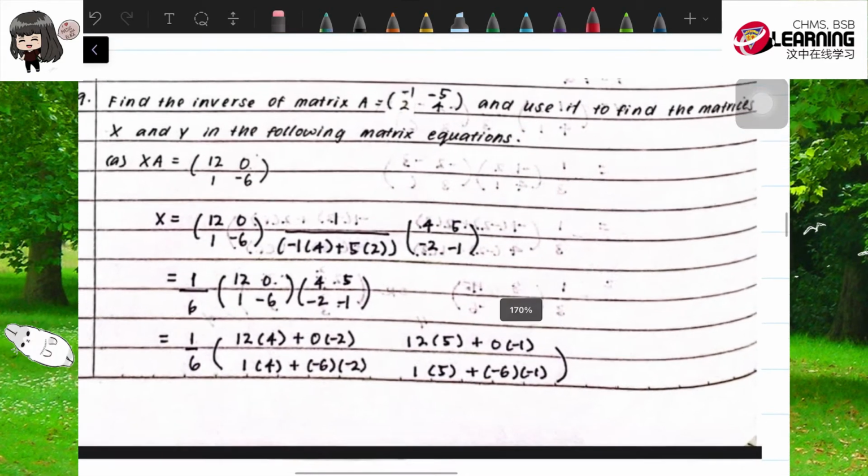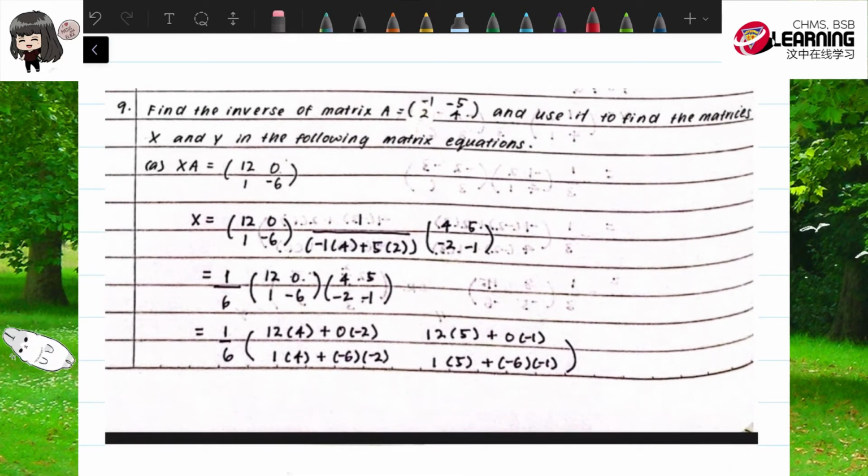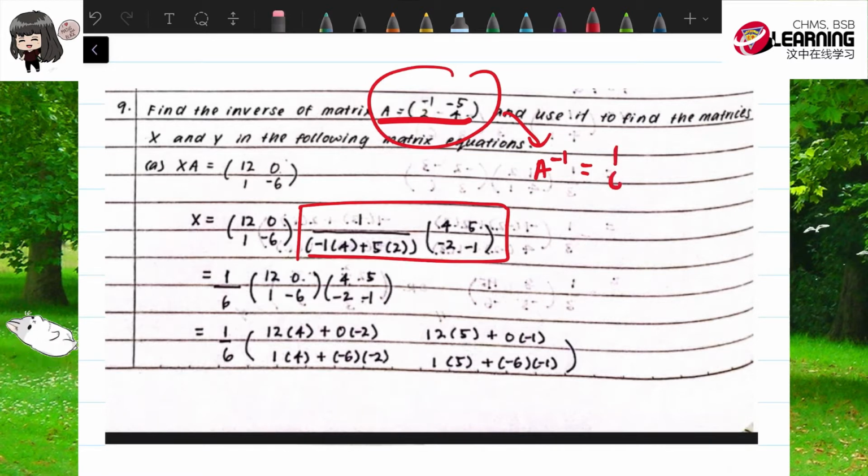Let's look at number 9. They're asking us to find matrix A. This is Grisabella's answer, from year 11 science 1. I think she missed out this part. We need to find A inverse first. I will write down the simplified version of the A inverse. So this is your A inverse.